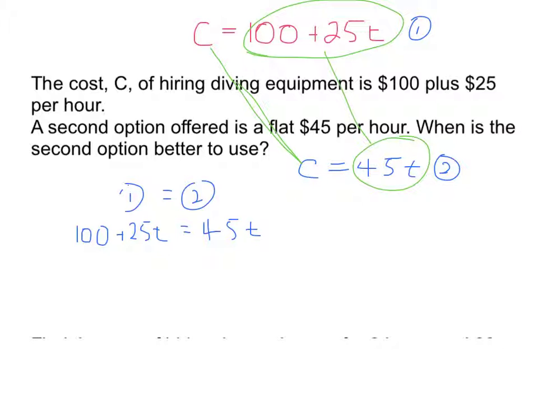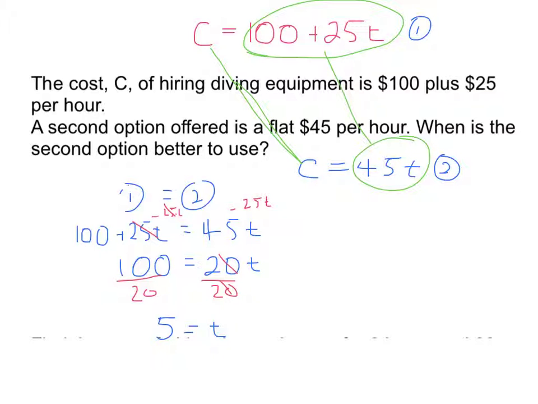So now looking at our equation, we'll take away 25t from both sides. That will cancel that one down. Leaves us with 100 is equal to 20t. Then we divide both sides by 20. Leaves us with t is equal to 5.